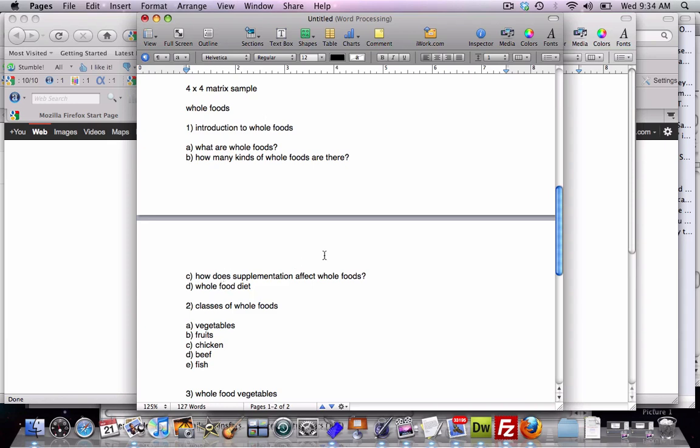Okay, now, what if we were to use each one of these topics as an email topic? So one email would be introduction to whole foods. One email would be about what are whole foods. One email would be about how many kinds of whole foods are out there. And if this was a 10x10, this would give us 100 ideas in your niche for your email campaign. Just 1 email a day with one of these topics here.